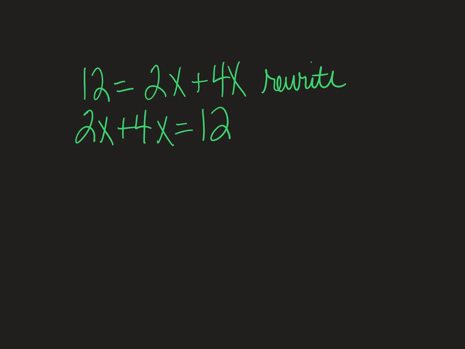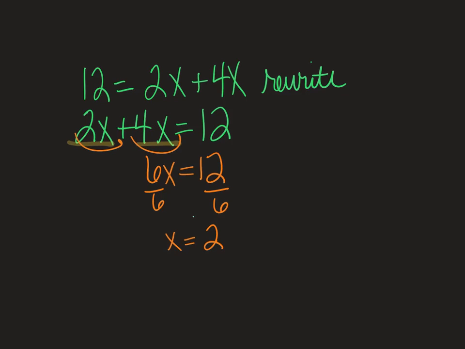Now, I'm going to simplify. Can I simplify by adding any like terms together? Yes, I can, because 2x and 4x are like terms. So 2x plus 4x is 6x. 6x equals 12, correct? Remember, 6x is the same as multiplying 6 times x, so I'm going to divide both sides by 6, and I'm going to have x equals 2.